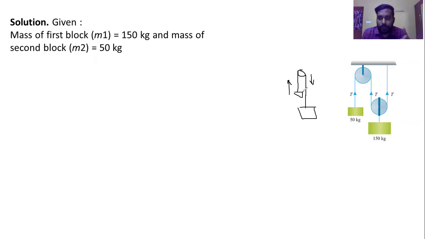So there is a single system, but in this case you can see that the string is connected to the 50 kilogram block and the other end is connected to the fixed end. And the 150 kilogram block is connected to the movable pulley.